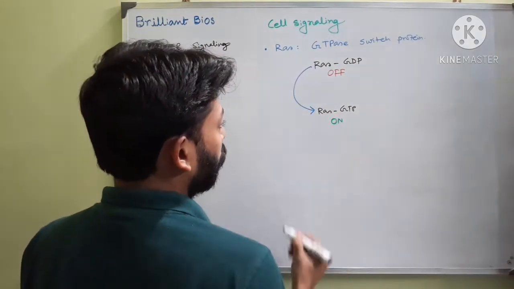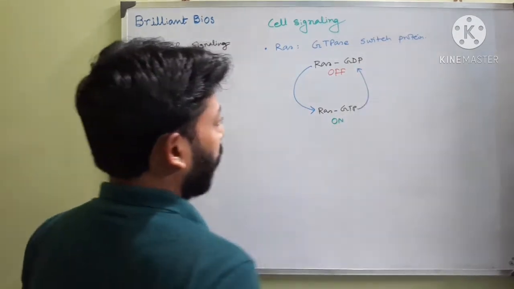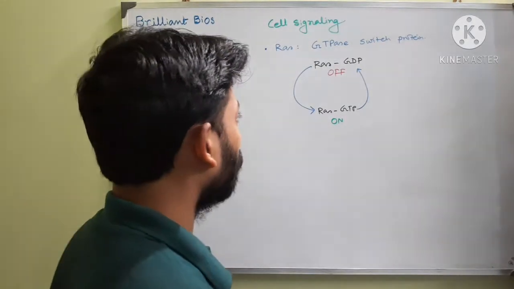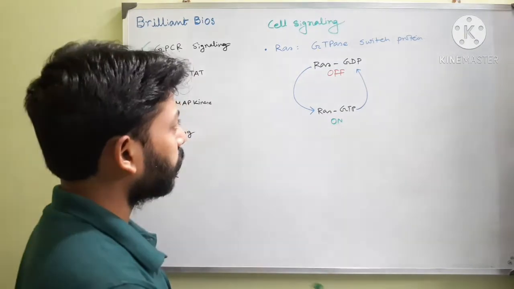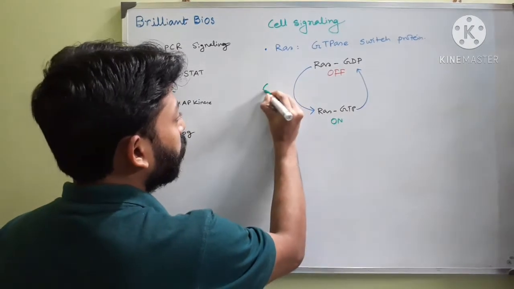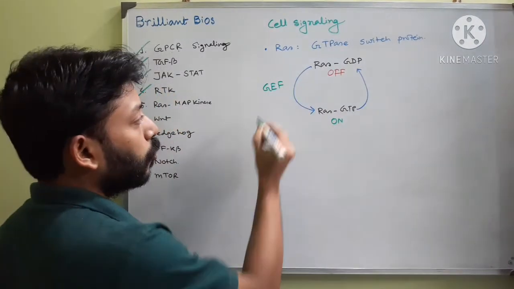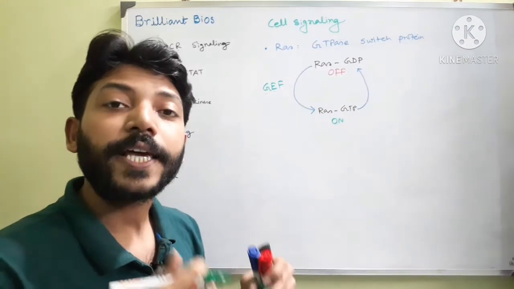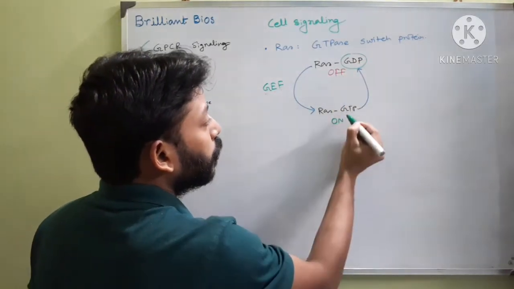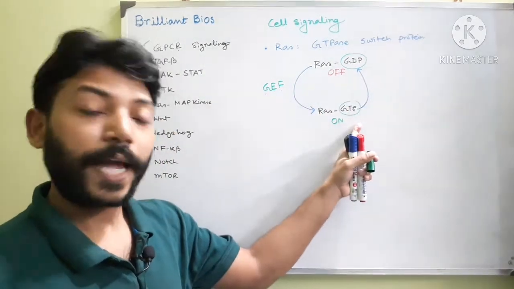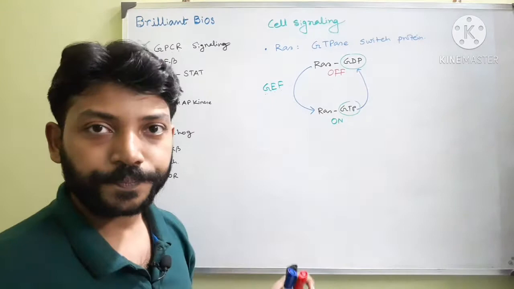Now, this Ras GDP can become Ras GTP, and Ras GTP can also become Ras GDP. How does this occur? Two proteins actually perform this function. The first, for the reaction from Ras GDP, the off state, to the on state, is GEF, guanine nucleotide exchange factor. This is a protein that helps in the exchange of GDP with GTP, and in this way it activates the Ras protein.